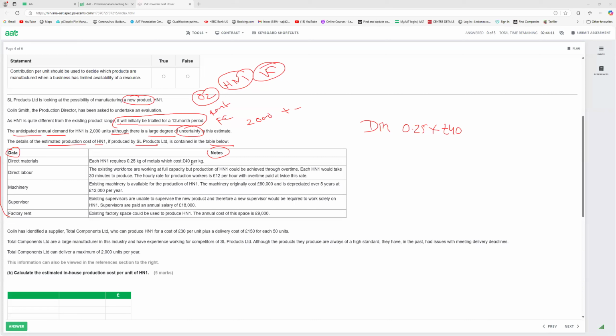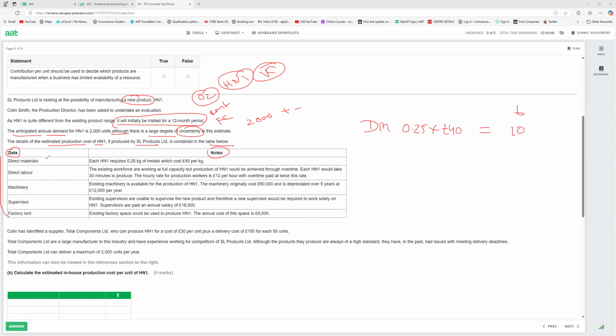But we need to first calculate how much the cost will be if I make it myself, and if I buy from outside, how much will be the cost. So the cheaper one I'll go for, and I'll see how much I save if I go for the cheaper one. So we have here 0.25 kilo multiplied by 40 pounds per kilo. That will give me 10 pounds.